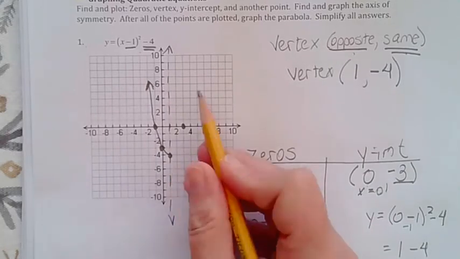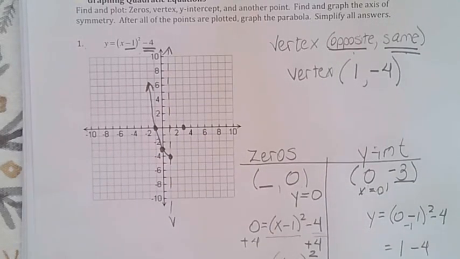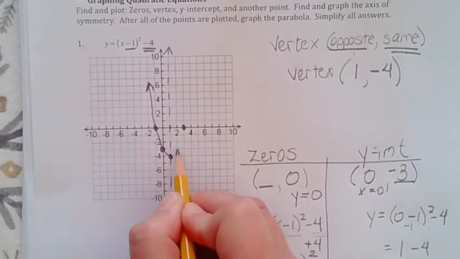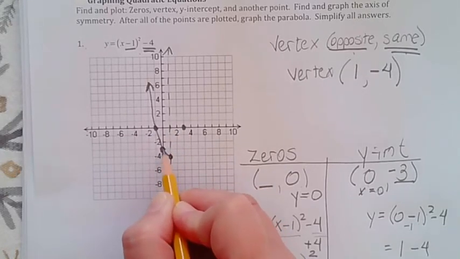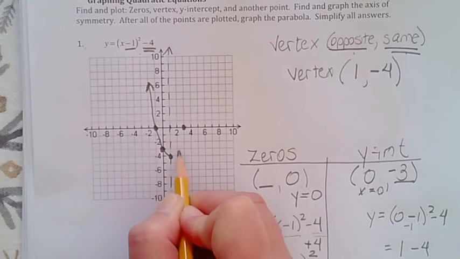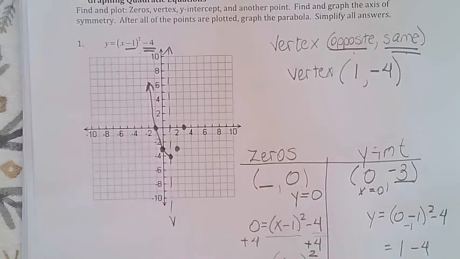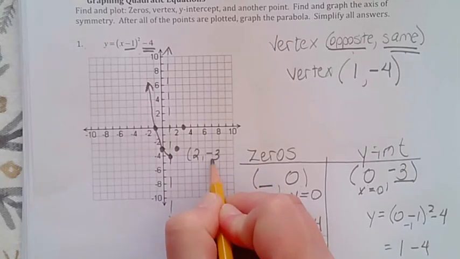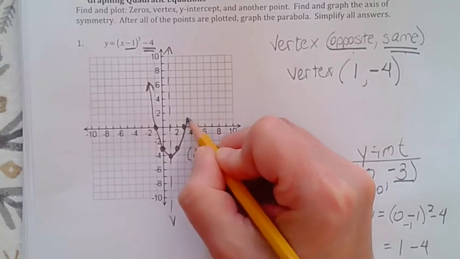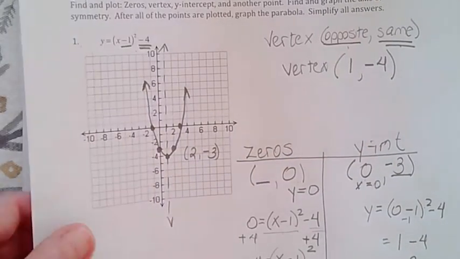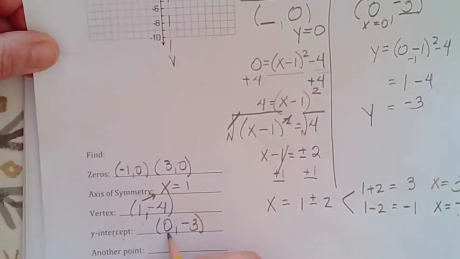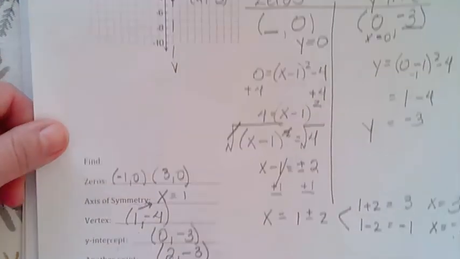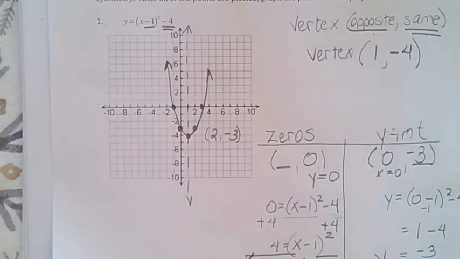And then my other side, well, just so I get my other point of symmetry, these are balanced. I'm going to flip this one over the axis of symmetry. Here it is at -3. I'm going to come over here and put it at (2, -3). That's just going to be my other point, and I'm going to graph over there. And that is my parabola. (2, -3) would be my other point. So I see my parabola and it looks pretty good.